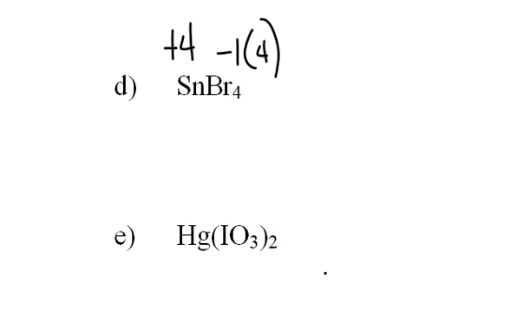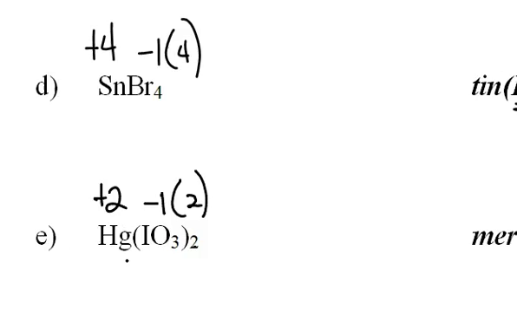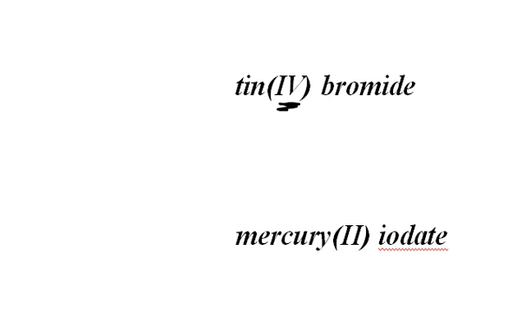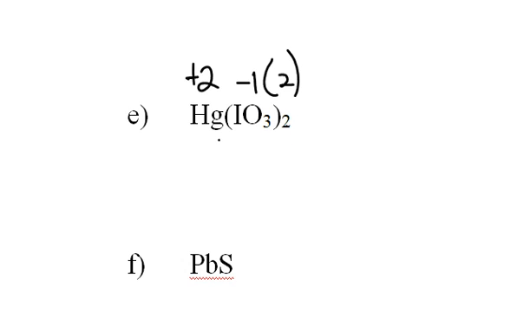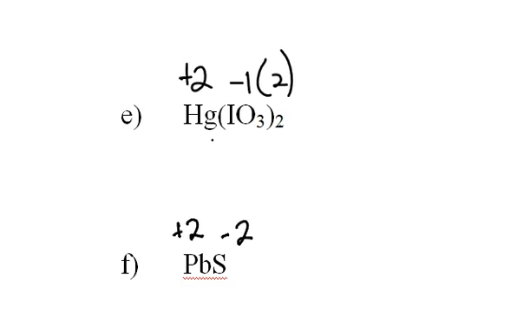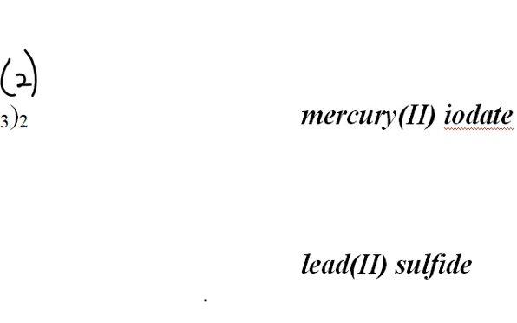All right. Mercury, I don't have a catchy thing for that. Iodate, IO3 with a -1 charge, but there happens to be 2 of those, so that means we have a total charge of -2, but there's only one mercury. So we have mercury, Roman numeral 2, iodate. Okay, mercury, Roman 2, iodate. PbS. Sulfur, -2, lead, +2. So lead, Roman numeral 2, sulfide. Good.